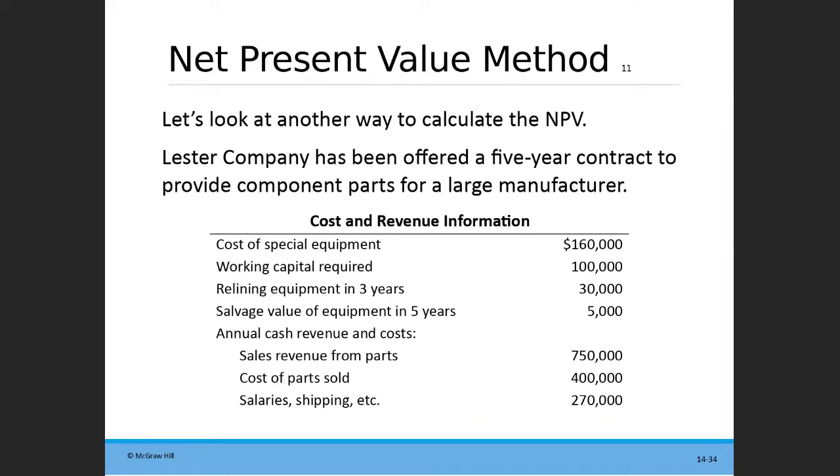We have this contract that pays us $750,000 a year, but we have to subtract out some costs. So we basically end up getting $80,000. We have to put out $160K to buy the machine. We tie up $100,000 of our capital. We do have some expense in the third year regarding maintenance of the machine. And then at the end of the fifth year, we just sell it for $5,000. So we got some cash coming in and out here.